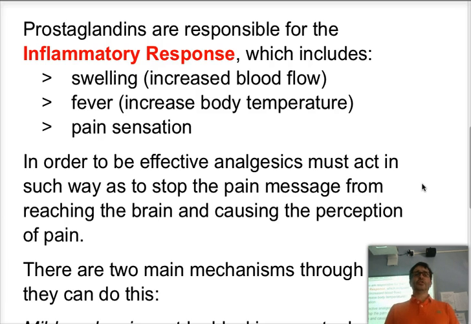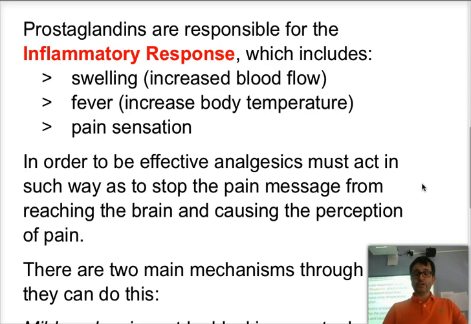Inflammatory response includes swelling. All right, prostaglandins will cause increased blood flow, and that swelling will allow for more white blood cells to come and infiltrate through the tissues. But it also swells to immobilize. For example, if you have a joint problem, it will swell that so you don't move that joint in order to try to protect the area.